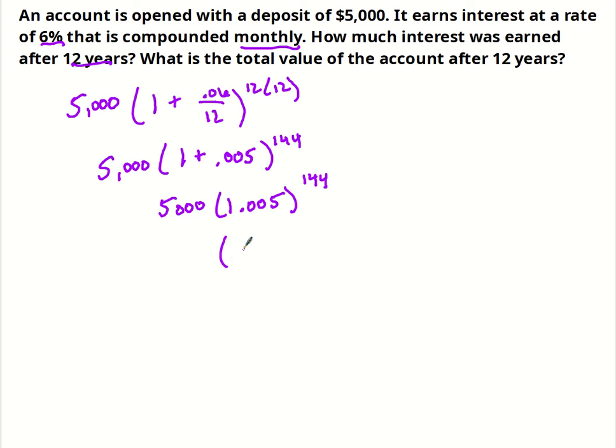All right, I get 2.05, and then it goes 0.7, and it keeps going. And I've got to multiply that by 5,000. Well, the account has then doubled in 12 years, and it's now $10,253.75.